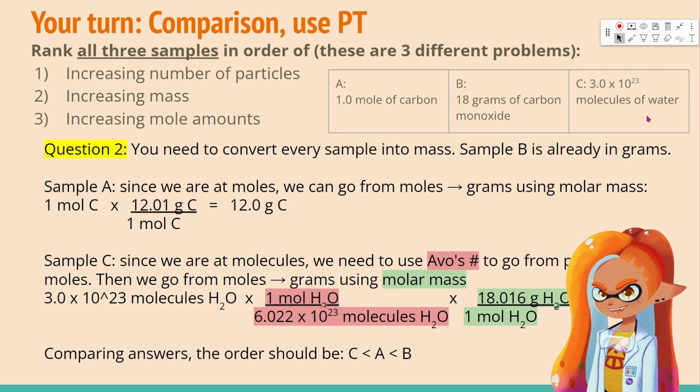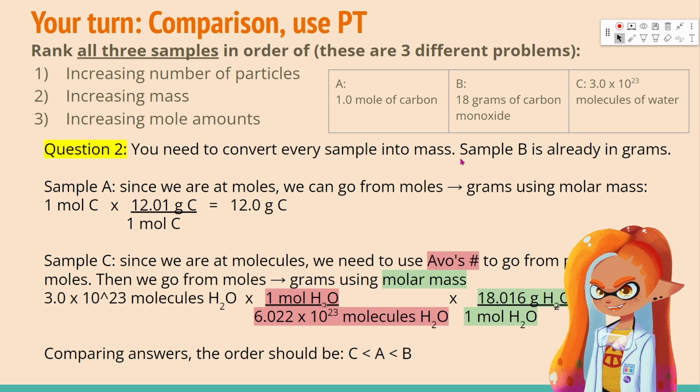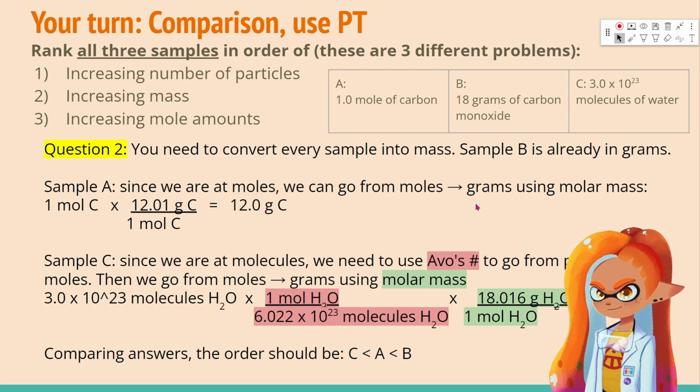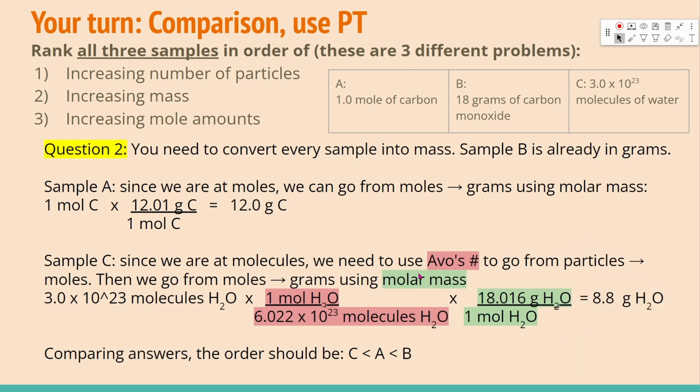So C right here is 3.0 times 10 to the 23 molecules, and we're trying to go to mass. That is a 2-step problem, because you have to follow the arrows on where you start and where you go. Since we're starting with the molecules of water, I need to use Avogadro's number first, because as you can see here, you're going from particles to moles using Avogadro's number. Then we go from moles to grams using molar mass.